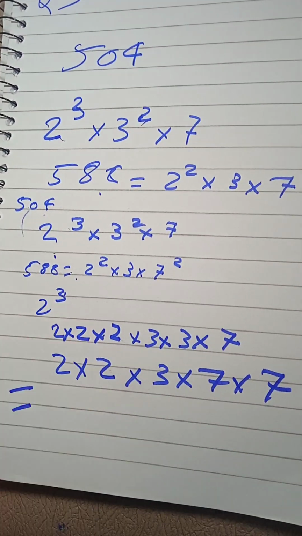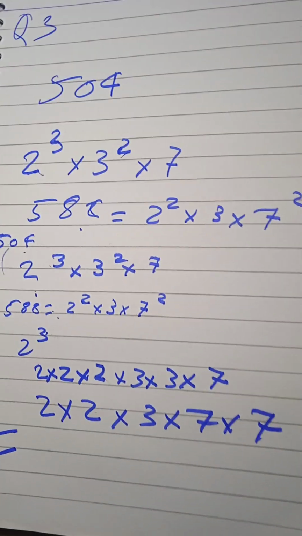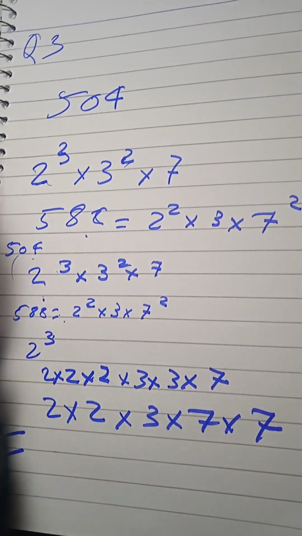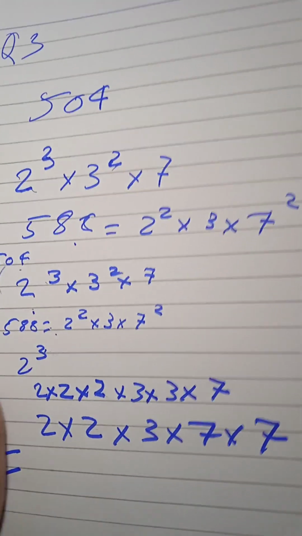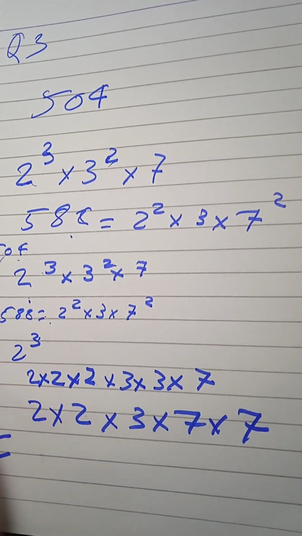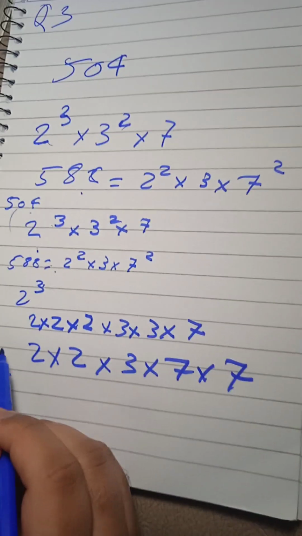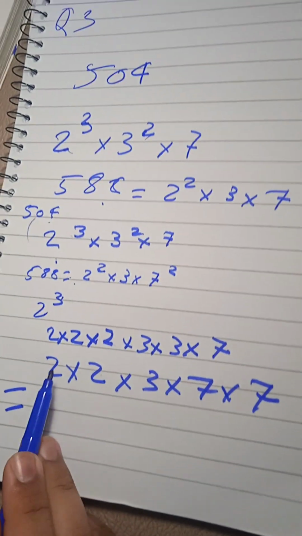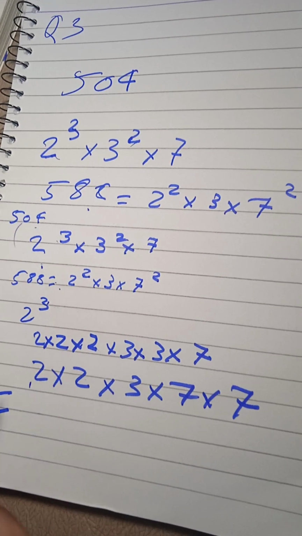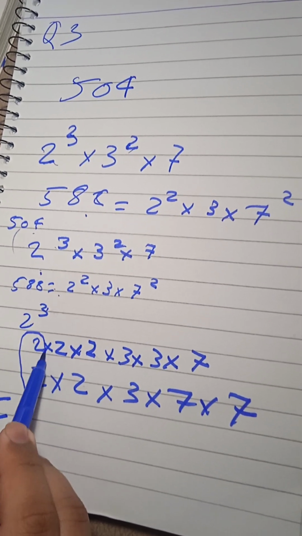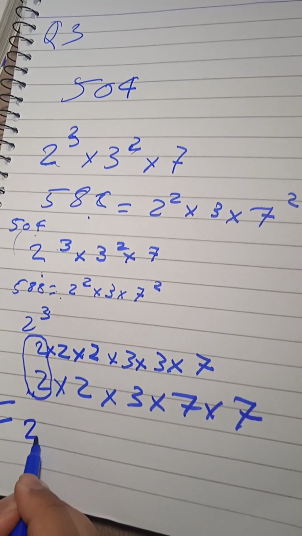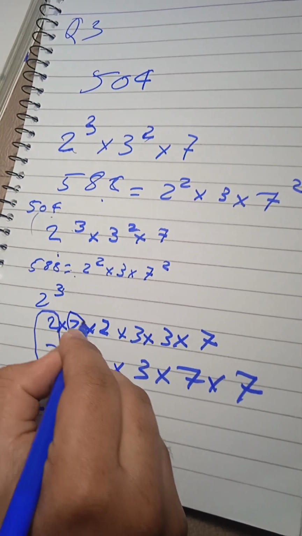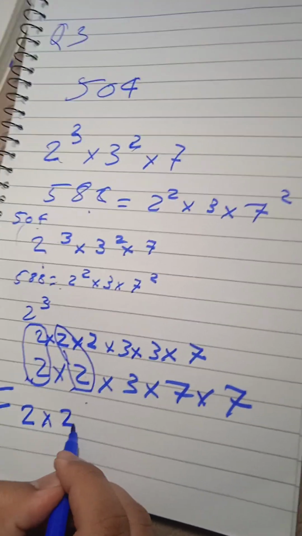In highest common factor we only take the common factors, the numbers that divide both 504 and 588 exactly. So we're going to first take the common factors. Here we can see we have 2, so we make a pair of 2, and again we have another 2, so we take another pair.